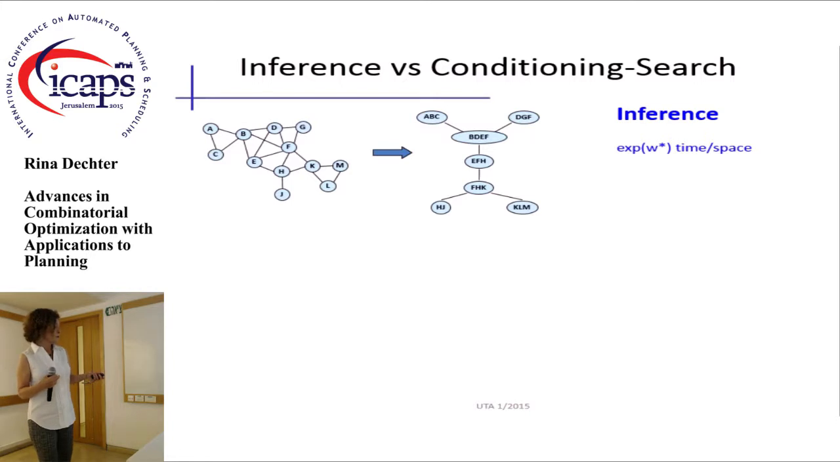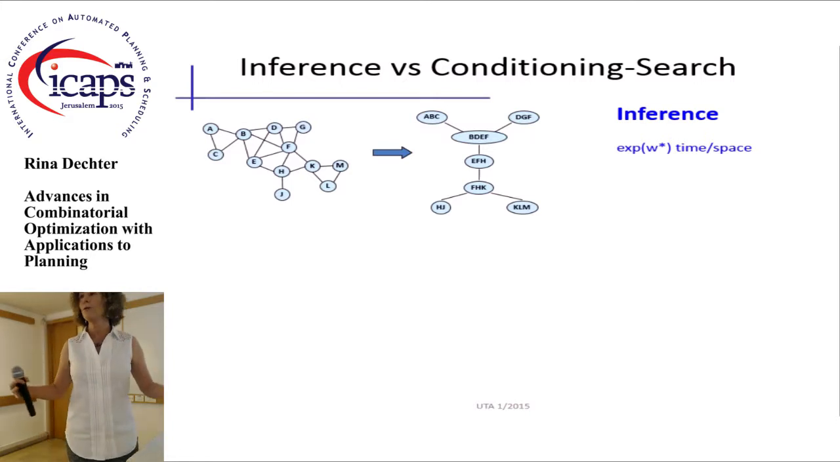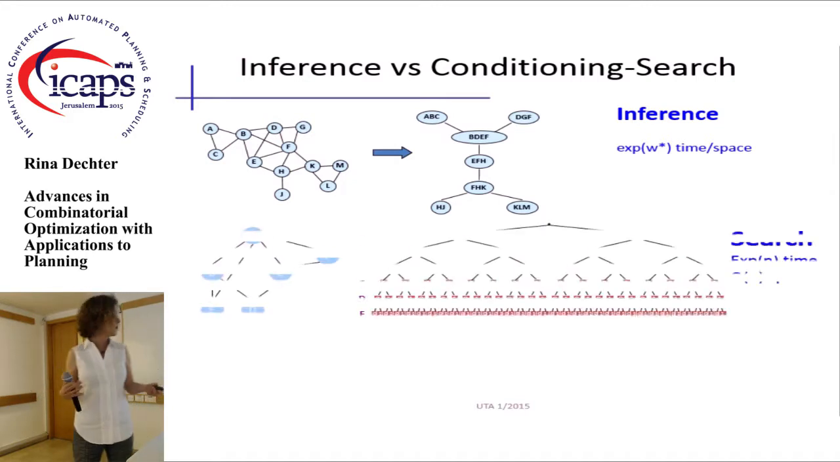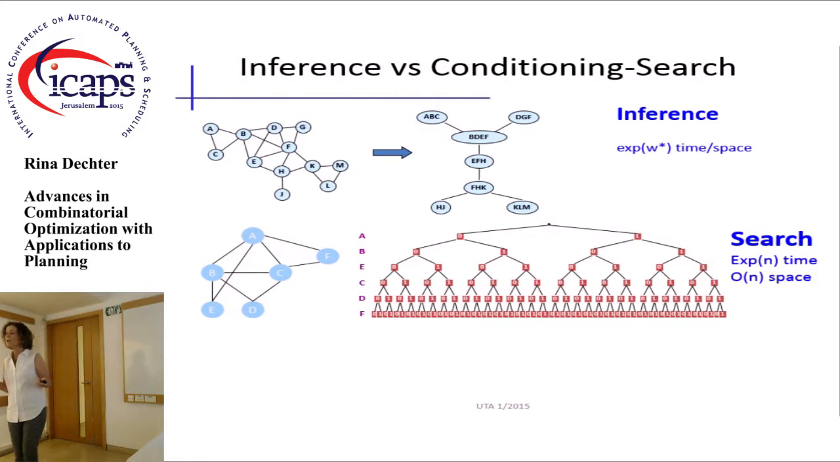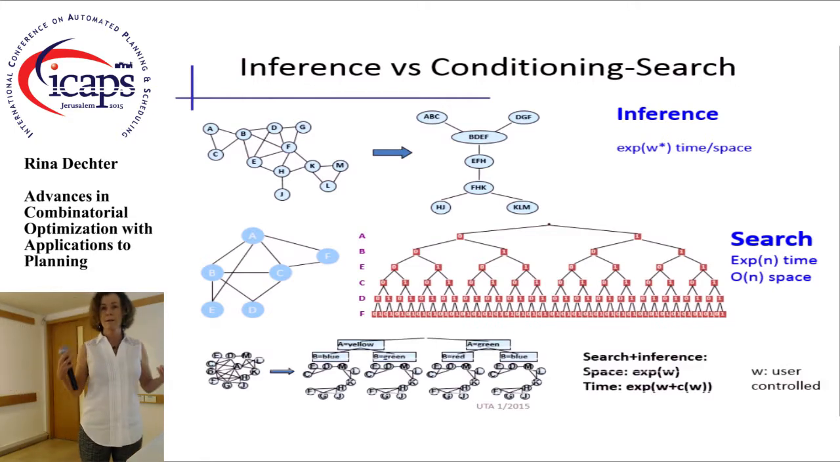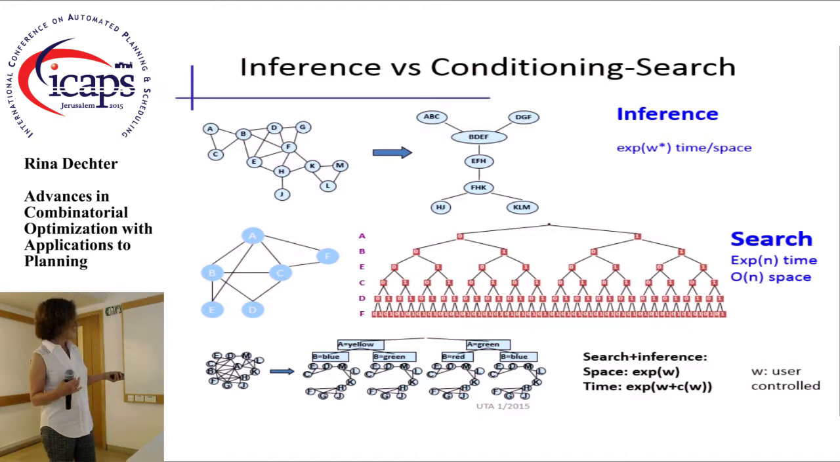Search looks bad at first. Search means you enumerate all the configurations of the variables and you traverse the search space in order to answer the queries. It has one good thing, which is that you can do it in linear space. All these inference methods require memory exponential in the tree width. In search, you can do depth-first search and answer the query.